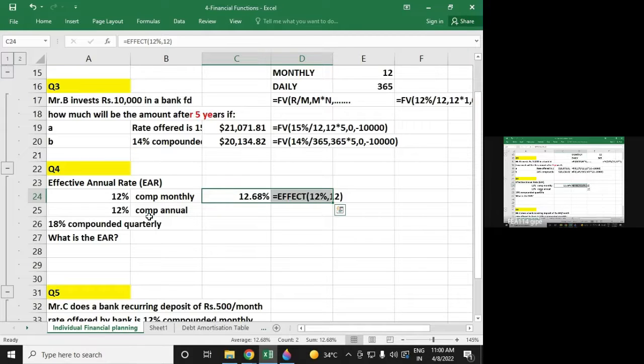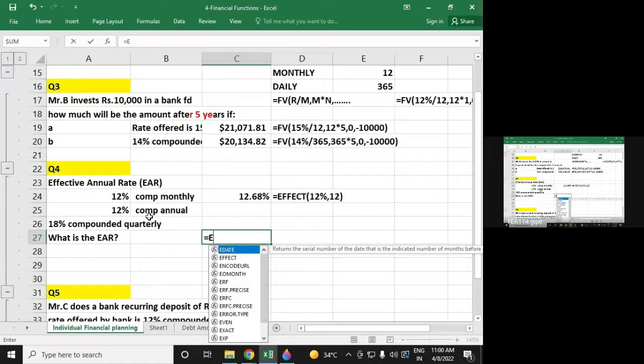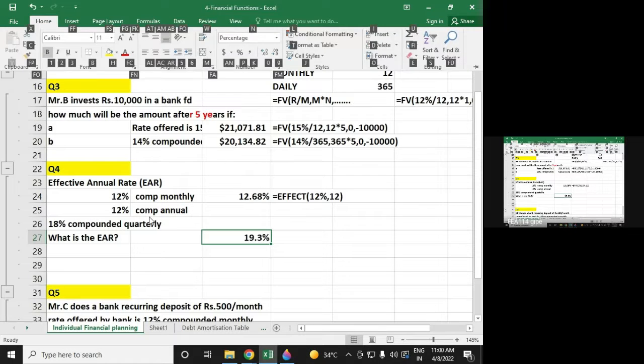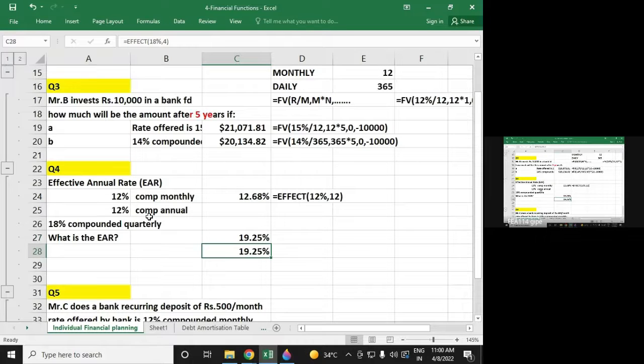19.25. Correct. So effective rate is generally useful when you are comparing two schemes. आप जब दो स्कीम कंपेयर कर रहे हैं और उसका फ्रीक्वेंसी ऑफ कंपाउंडिंग अगर अलग है, तो you will convert it to annual by using this effect. तो ये इफेक्ट फॉर्मूला क्या बता रहा है कि साल में फाइनली रियलाइज्ड रिटर्न कितना होगा, आपको एक्चुअली मिलेगा कितना. तो आपको 19.25 मिल रहा है, जबकि स्कीम 18% ही बोल रहा है, but compounded quarterly. Okay, done till here, till question number 4.